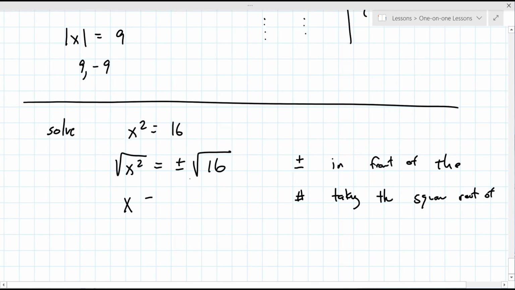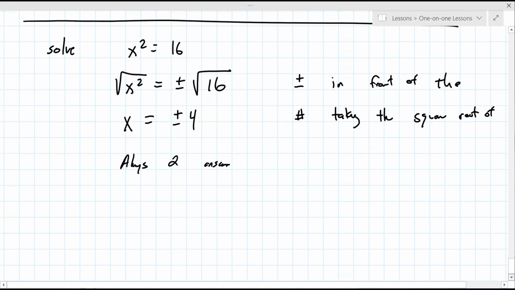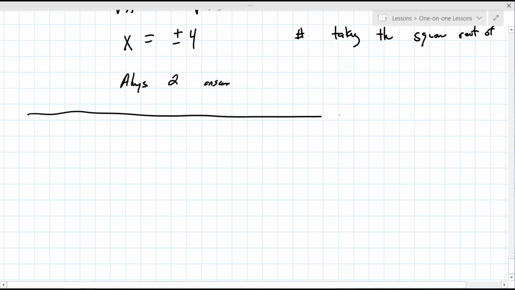So on the right, what does this become? What is the square root of 16? 4. It's 4, but it's plus or minus 4. There's always two answers. So this type of question can come in various flavors. Actually, let's go to C.